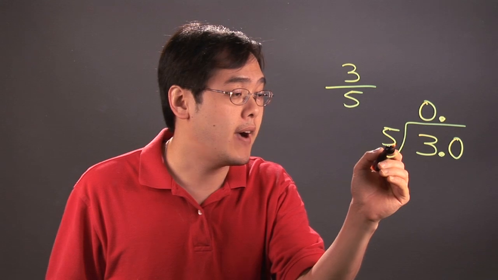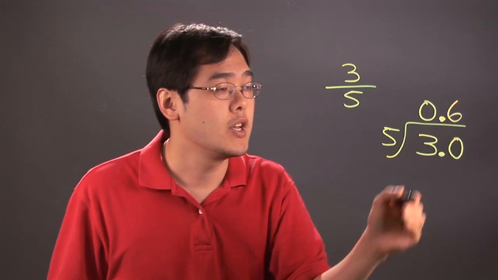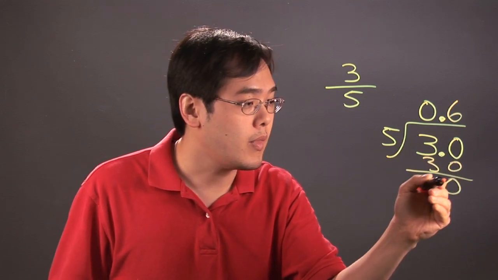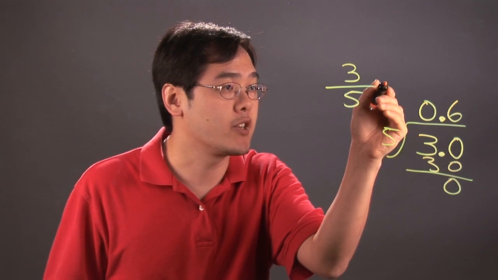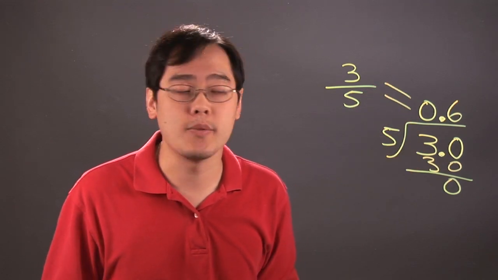In this case, 5 does not go into 3, we know that, but 5 does go into 30 six times. So 6 times 5 is going to be 30, and that's going to give you 0 remainder. What that means here is 3/5 is actually going to be 0.6. That was expected because we know the answer is going to be less than 1.